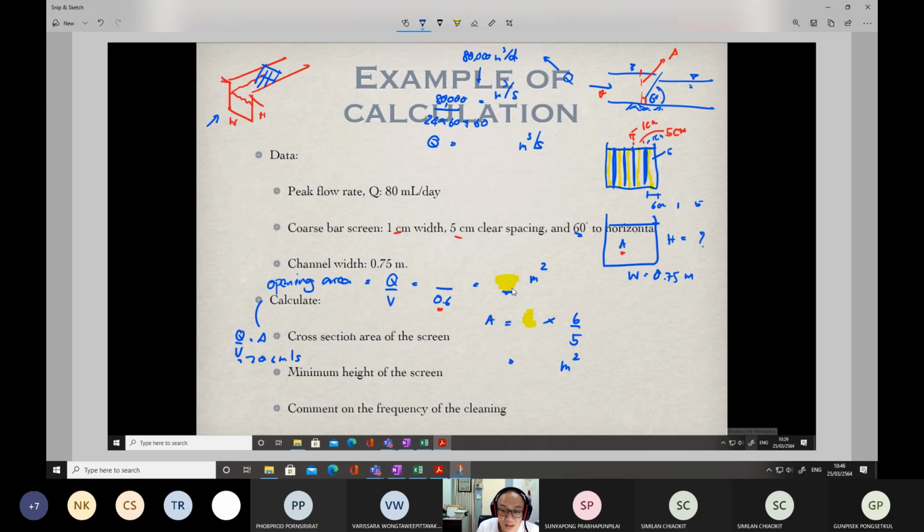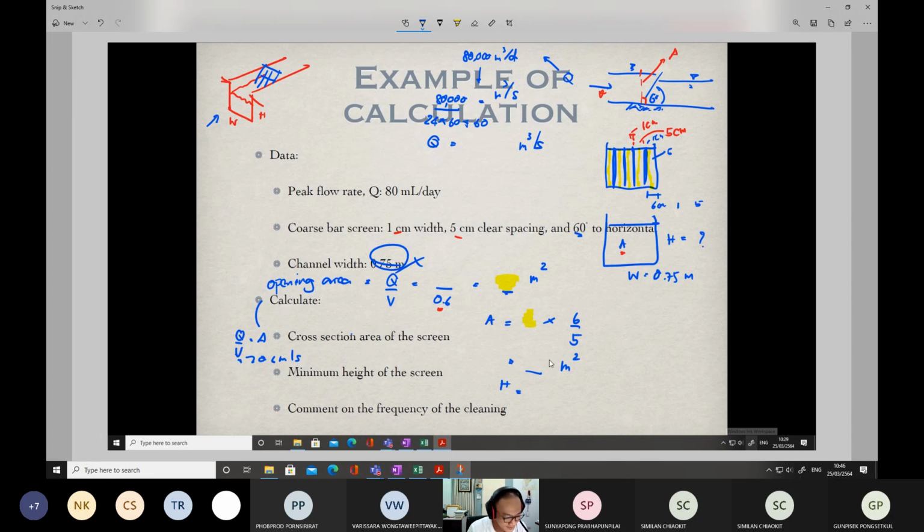So if you are getting this, then you just multiply. You can simply multiply by 6 divided by 5, so you will get the area. And once you know this area, you can find out the height. So you don't have to be concerned about this value. Otherwise, it will be very complicated. So you can estimate the cross-sectional area of the screen by taking this information.